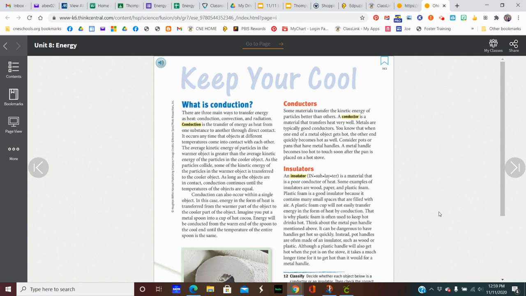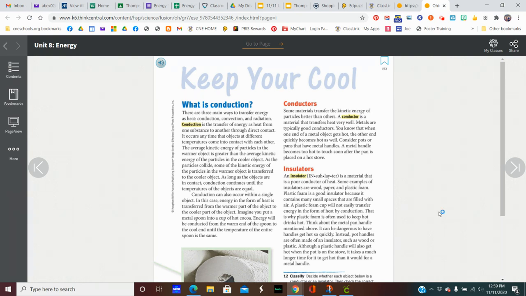The average kinetic energy of the particles in the warmer object is greater than the average kinetic energy of the particles in the cooler object. We know that things that are warmer have particles that are moving faster than things that are cooler. As the particles collide, some of the kinetic energy of the particles in the warmer object is transferred to the cooler object. As long as the objects are in contact, conduction continues until the temperatures of the objects are equal.